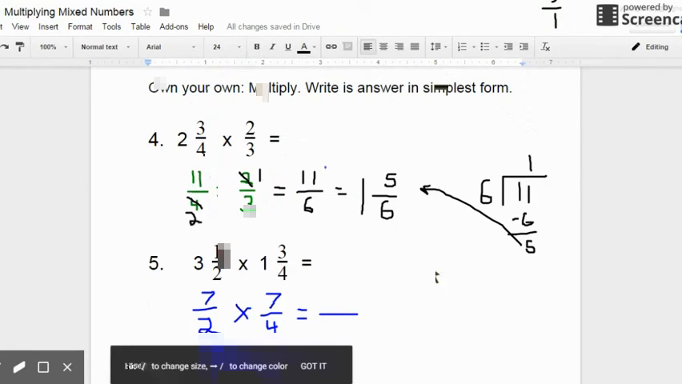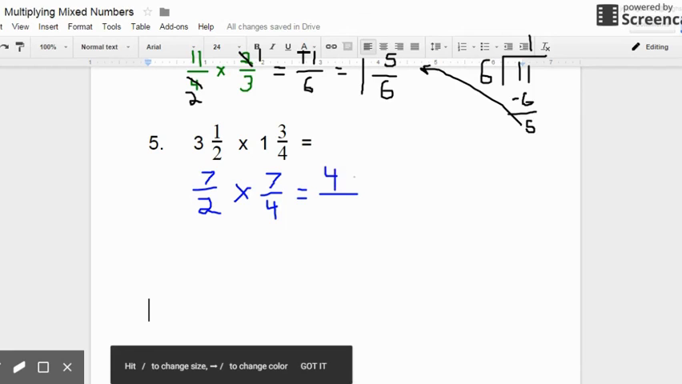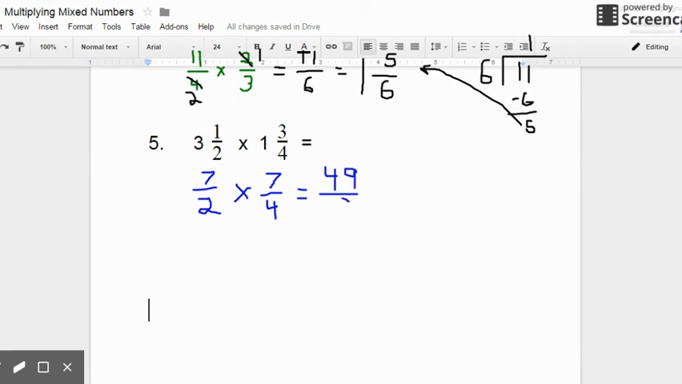7 times 7 is 49. 2 times 4 is 8. And now we have an improper fraction. The top number is bigger than the bottom number. So let's go ahead and do our division on the side.